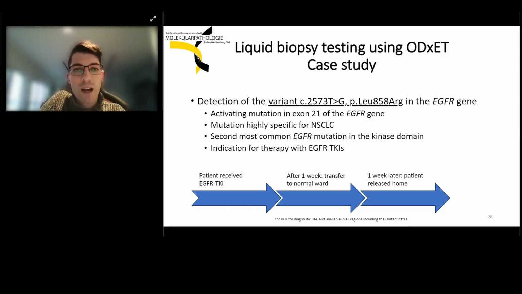And based on these findings, the patient received a targeted therapy using an EGFR tyrosine kinase inhibitor. The patient responded very well to the therapy so that he was transferred from the ICU to the normal ward after 1 week, and a further week later, the patient could even be released home. So the patient responded pretty good to the therapy.